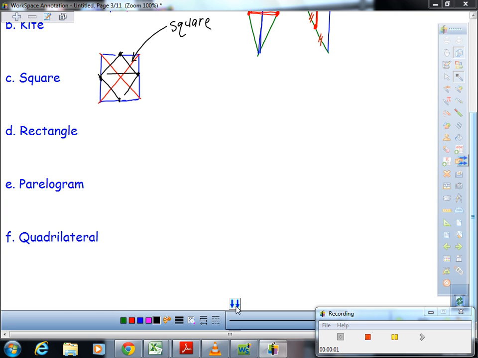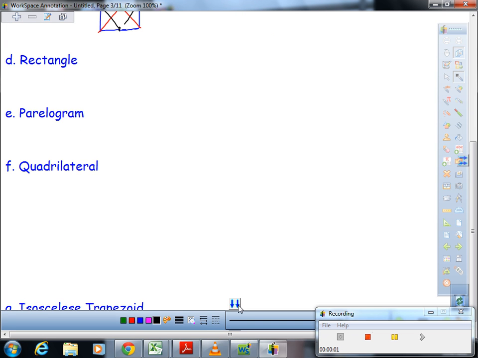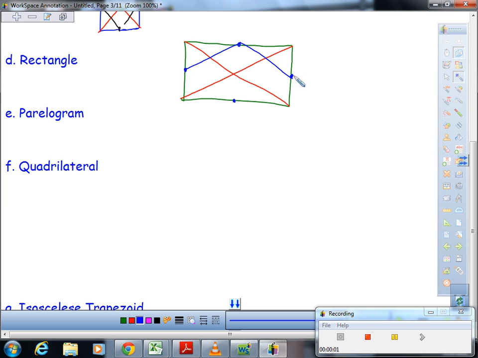How are the diagonals of a rectangle related to each other? Are they perpendicular? They are not. Are they congruent? They are. So since the diagonals are congruent, but not necessarily perpendicular, then you know that this shape formed by connecting them is a rhombus.